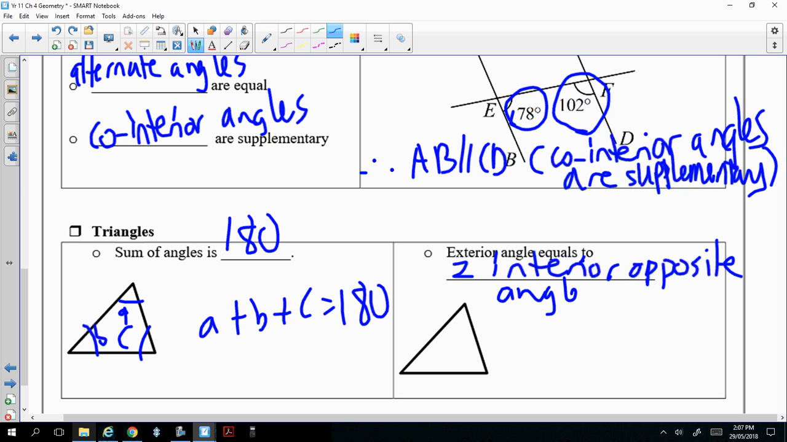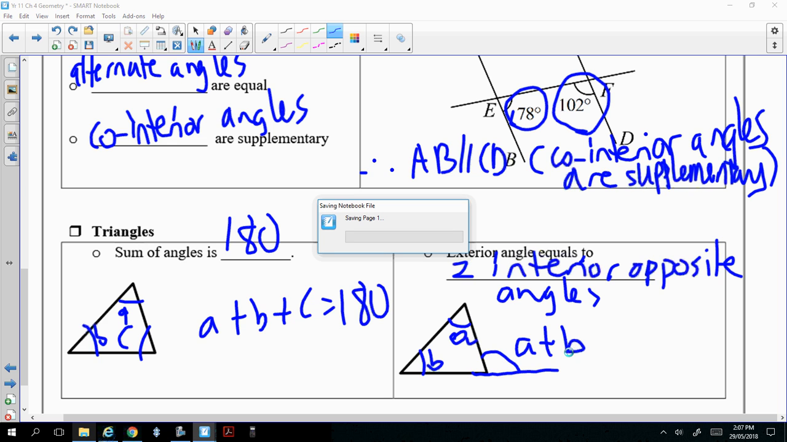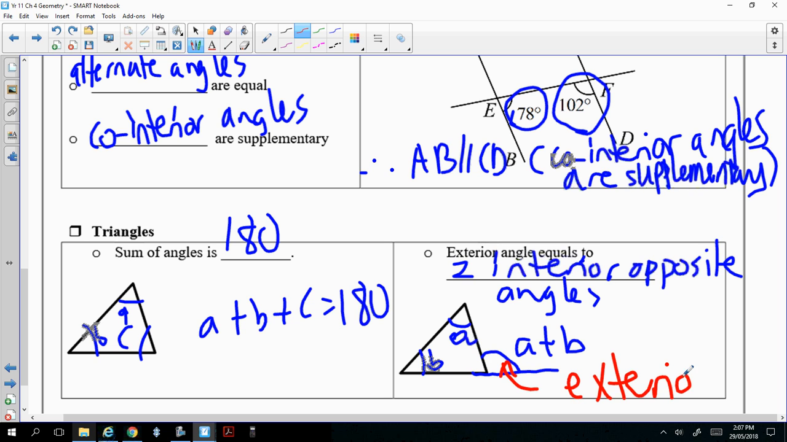So if I draw the exterior angle, I just extend this line. That's A. That's B. This exterior angle is A plus B. We call this the exterior angle because it's on the outside. And these two are the interior angles opposite to the exterior angle.